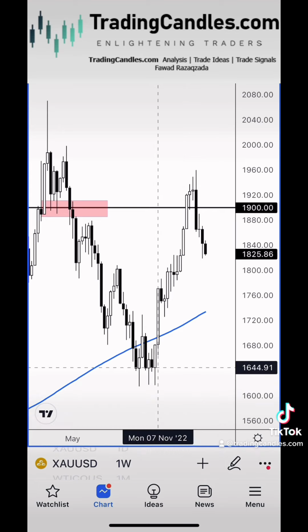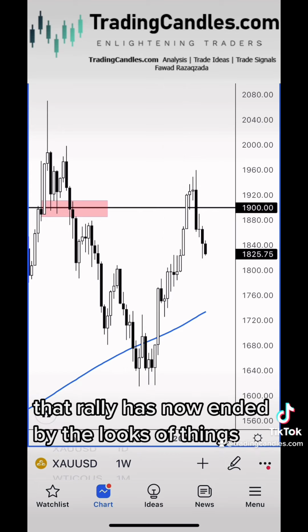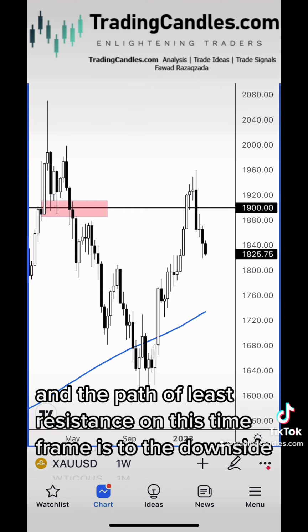in October. That rally has now ended by the looks of things, and the path of least resistance on this time frame is to the downside.